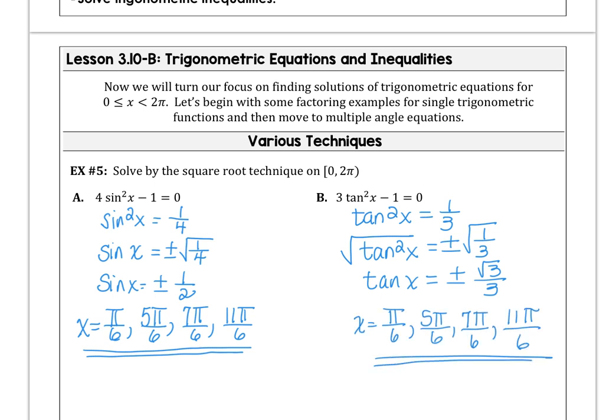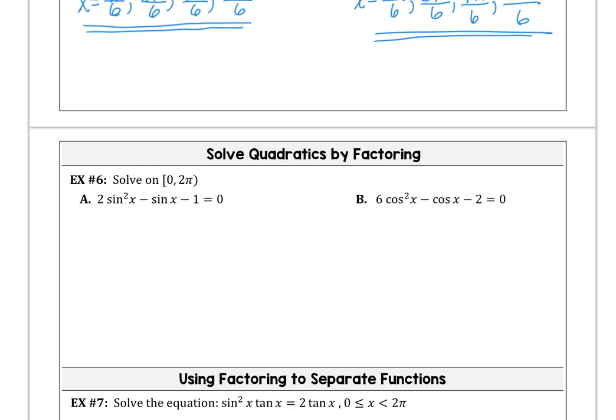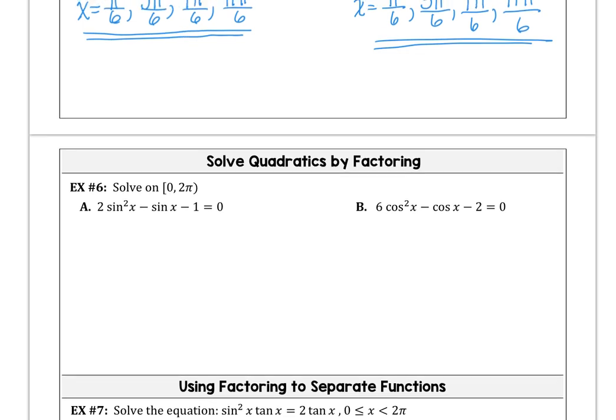Example 6, we want to solve on the same interval. This time we're going to factor, so I'm thinking of this pretty much like 2u squared minus u minus 1. You can think of it that way, or you can think of it as the sine. So 2 sine x plus 1 times sine x minus 1 would distribute to give the original problem that we have.